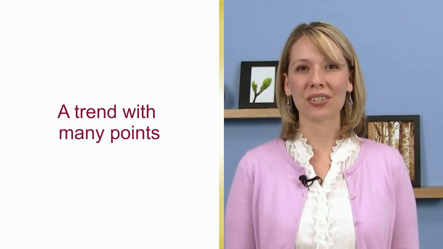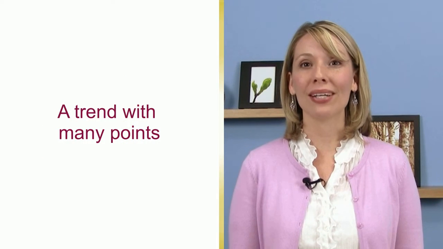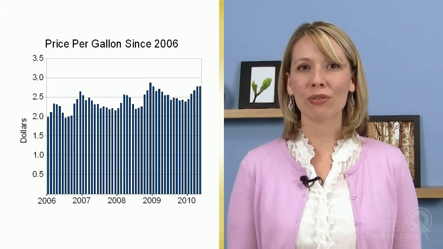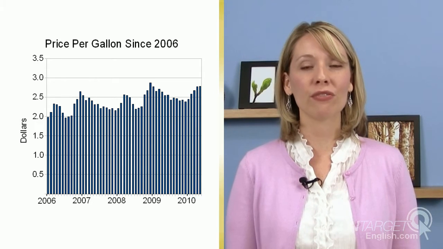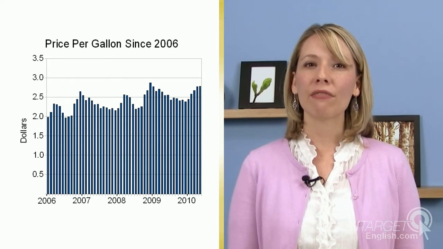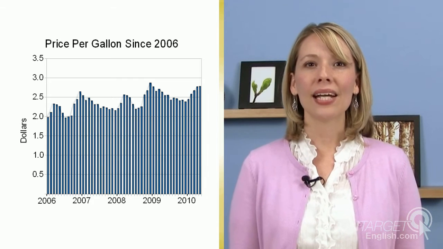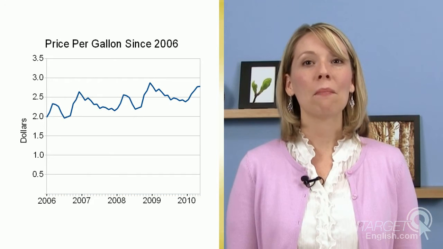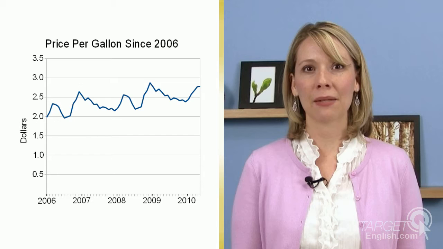Second, use a line chart to display a trend that has many points. This chart represents a different value for each month over the course of multiple years, so the points are very close together. A line chart can handle such a display much better than a bar chart can.